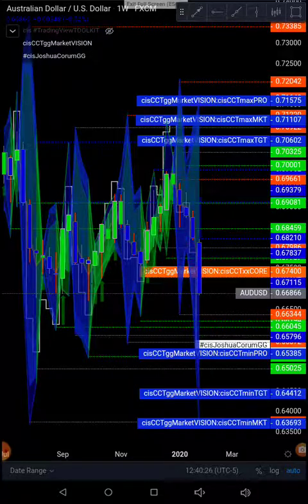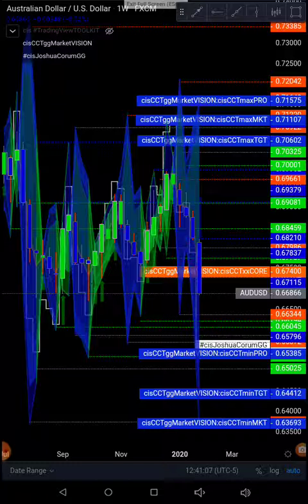So when we're looking at this chart in focus, the Australian dollar, US dollar, this is a weekly chart. On this weekly chart, what I've done is I've gone in and I've pro traded the chart based on the advanced signal of the CIS CCT GG Market Vision. The actual levels in real time also offer an advanced signal in regard to market making behavior, high bearish, high bullish behavior, low bearish, low bullish behavior.